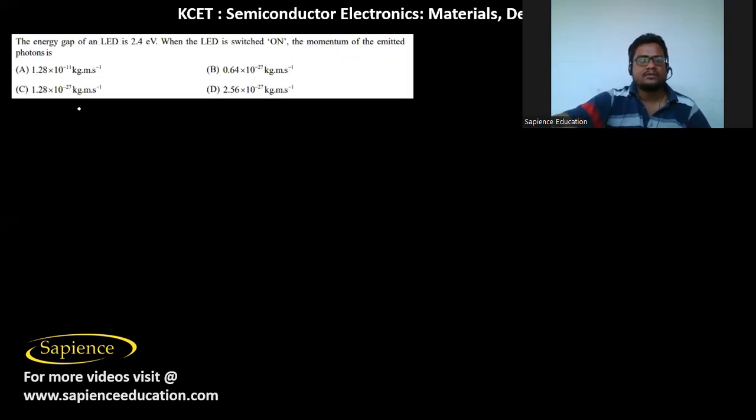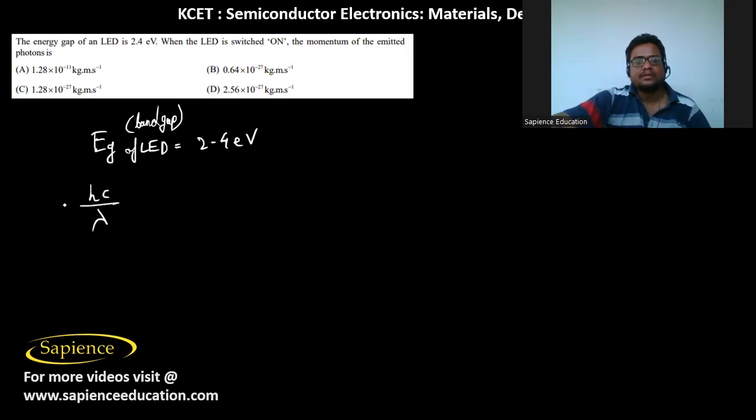Okay. And here it is told the energy gap, also called the energy band gap, of the LED is equal to 2.4 electron volt. Then when the LED is switched on, the momentum of the emitted photons will be. So here we know that the energy of the emitted photons, hc by lambda, should be equal to the energy band gap, and h by lambda, which is p, the momentum of the emitted photons, will be equal to the energy gap by c.